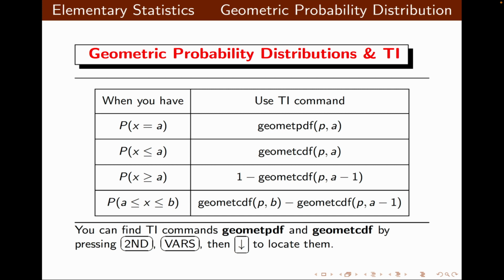To find the TI commands geometpdf and geometcdf, you press second, vars, and you arrow down until you locate geometpdf and geometcdf.